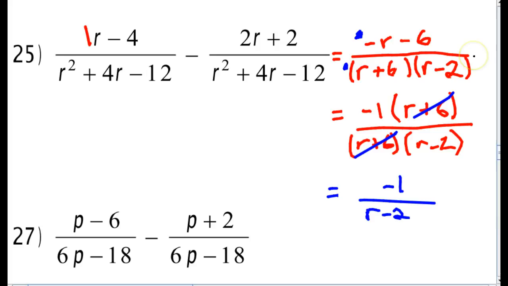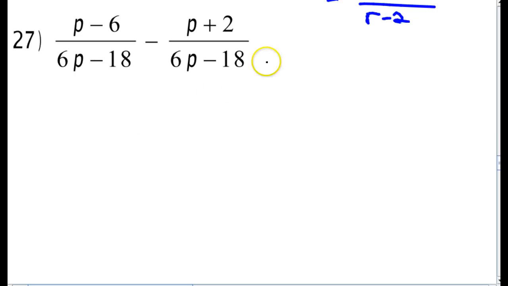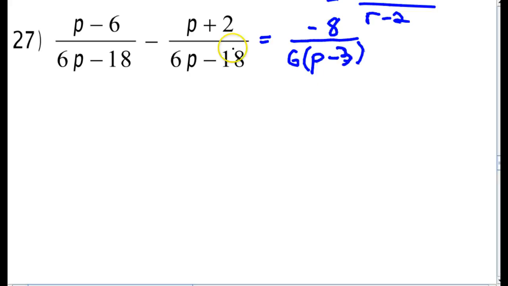Okay, try 27 on your own. See what you get. Alright. So I'm going to always start by factoring this. And we're left with minus 3 on the top. We'll end up with negative 8. Anything cancel? 8 and 6. Yeah. Does 8 over 6 reduce? Yeah. So 2.